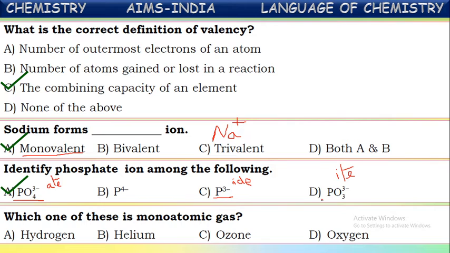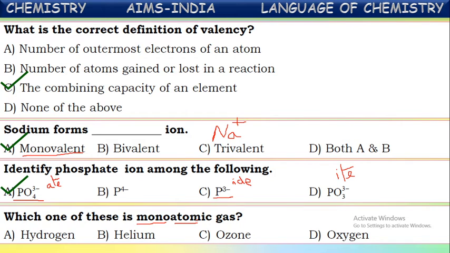Next one, which one of these is monoatomic gas? What is the meaning here? Monoatomic. Mono represents one. Atom means atom, single atom. Monoatomic means single atomic gas. The gas which is having only one atom in its molecule is called monoatomic gas. Generally, the gases which we call noble gases. Noble gases are monoatomic gases.